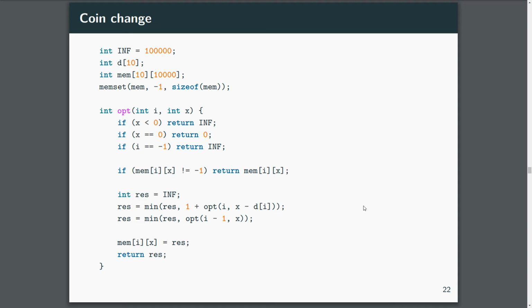We then add memoization. Just note here we have a two-dimensional array because we have two integers. Make sure you have the proper sizes. So here we have 10 coins at max, so we need to have space for 10 values of i here. And then we support coin values up to 10,000 minus 1, of course.